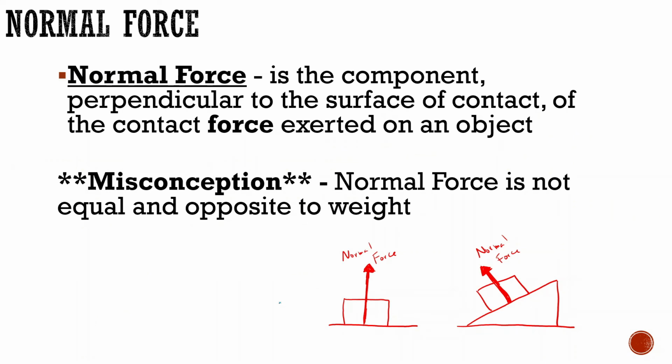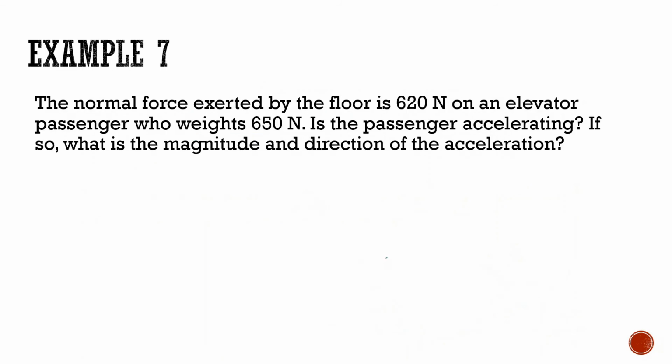Normal force. So normal force is the component perpendicular to the surface of the contact force exerted on an object. I like to think of normal force as the amount of contact force. Normal force is not equal and opposite to the weight. It's not always equal. Many times it is, but not always. So just see that it's perpendicular to its surface, as we can see right here. Okay, it's always going to be perpendicular to its surface. Okay. All right, so let's move on.